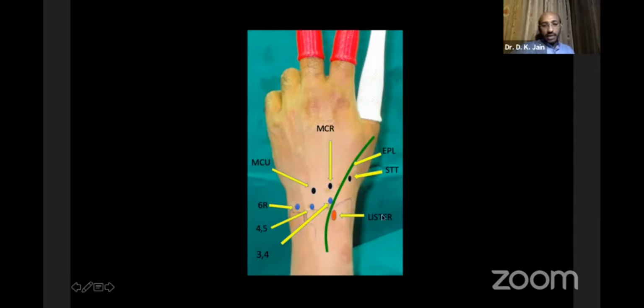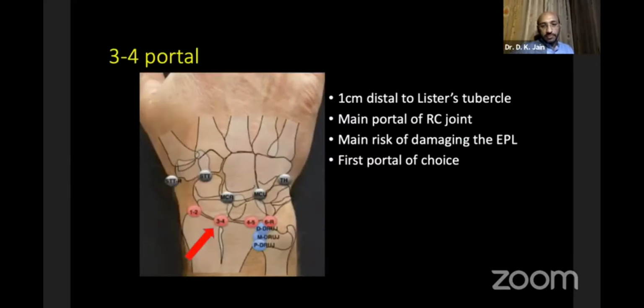When you are starting to mark your portals, at least Lister's tubercle and the ulnar styloid are key. When you mark them, that is sufficient. You don't have to draw the entire anatomy. And please, it's always better to mark all the portals before you start a wet arthroscopy or irrigate the joint, because the landmarks might be difficult to feel after some time.